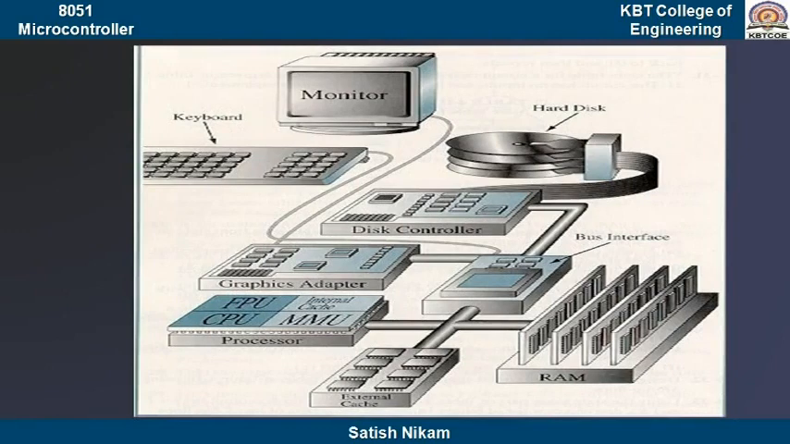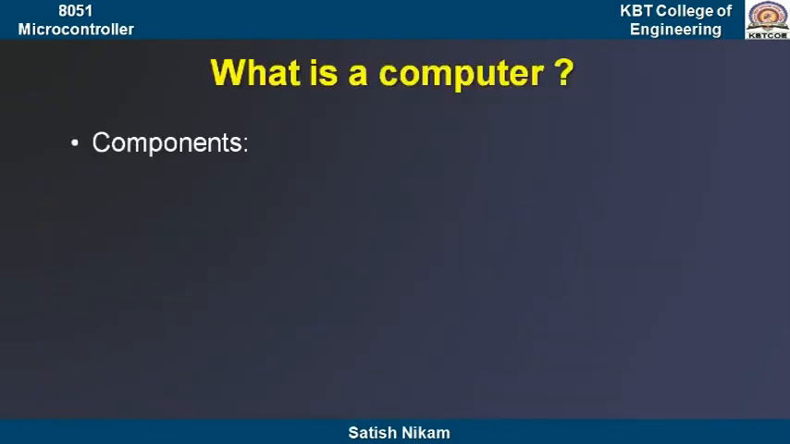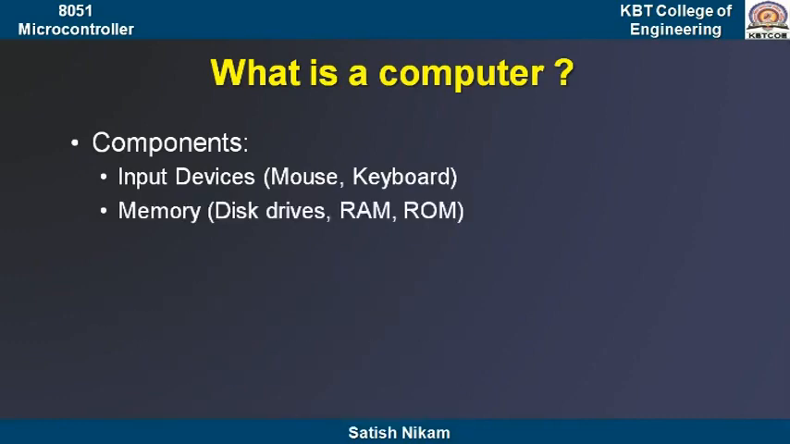Now if we take a simple example of a machine which we are very familiar with, this is a block diagram of a computer. In this block diagram, if we analyze the different components, first, there are input devices like my mouse and keyboard. There are some memory blocks like my hard disk and my RAM, on which I can store the information, either temporarily or permanently.